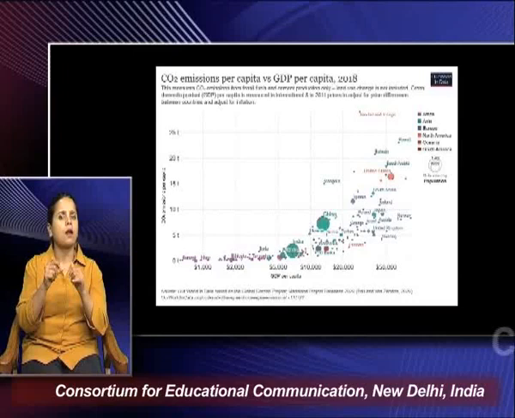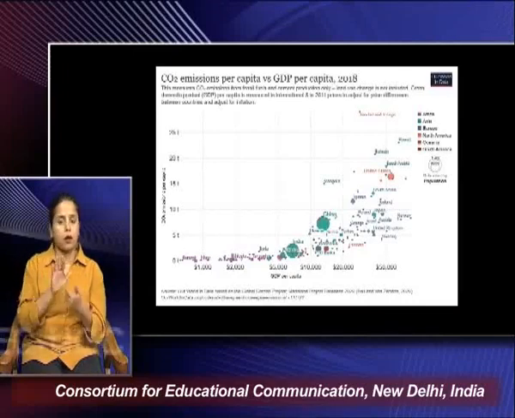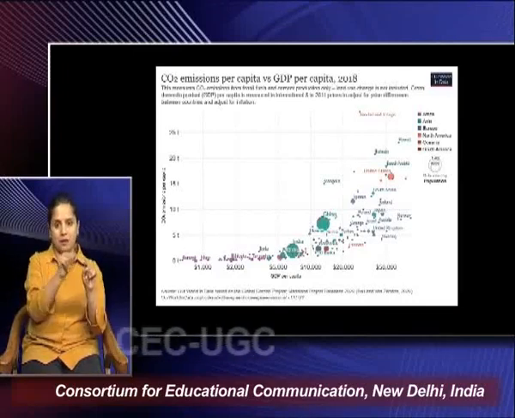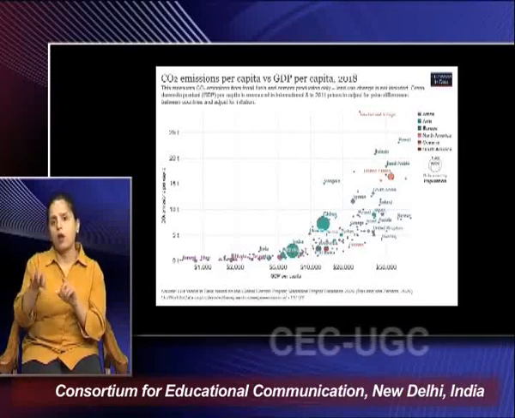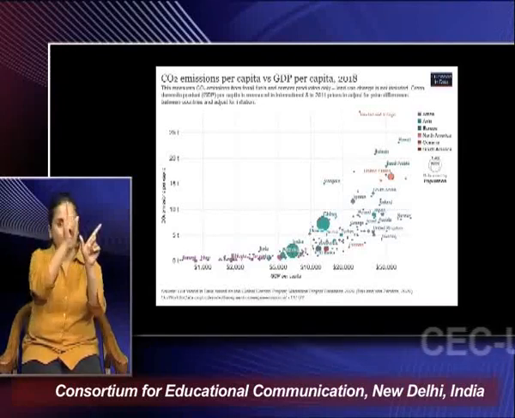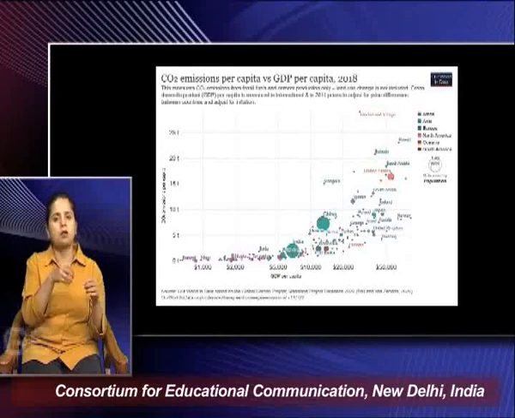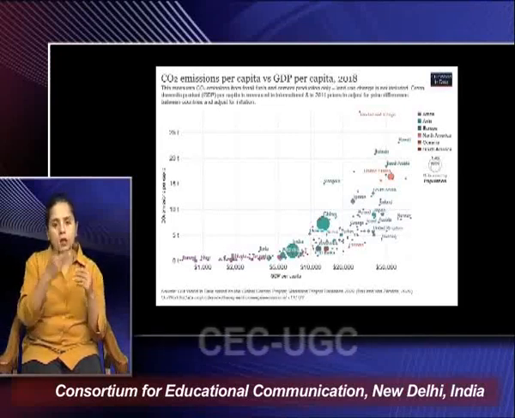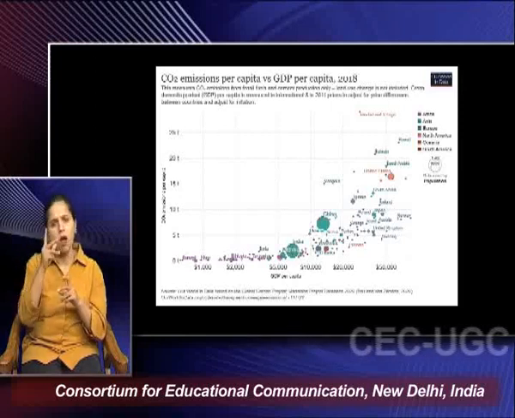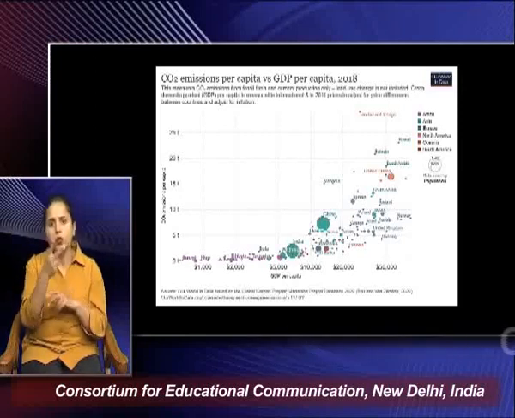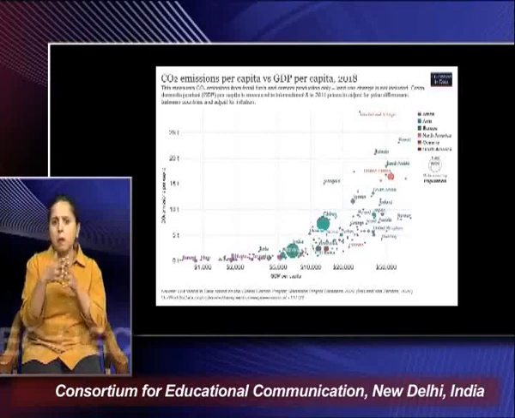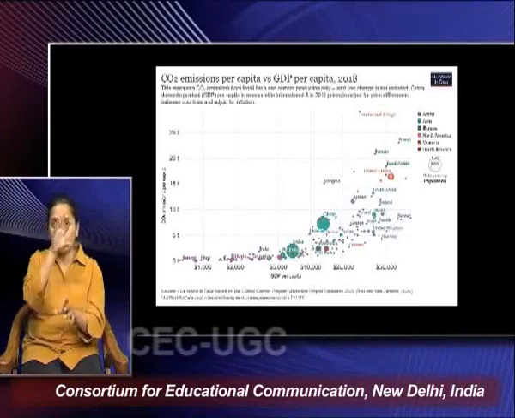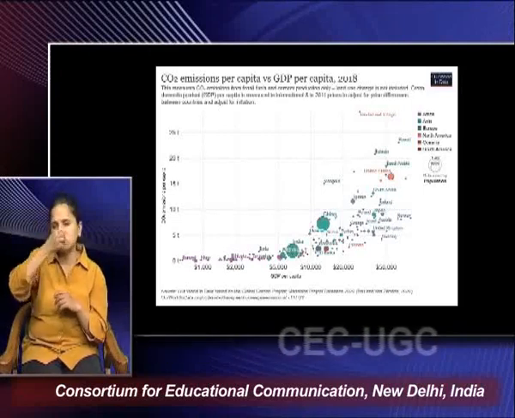Now this is another important example where this data set from Our World in Data shows on the x-axis the GDP per capita for various countries in the world. On the y-axis you have CO2 emissions per capita. So clearly you see that countries which are economically lagging behind, closer to 1,000 or 2,000 or 5,000 US, their contribution to the CO2 emission is almost negligible.